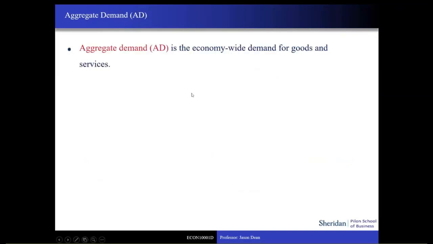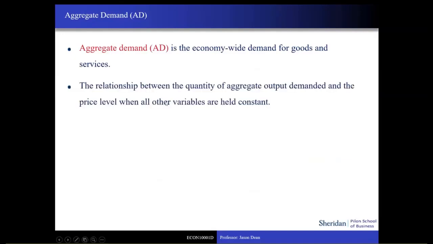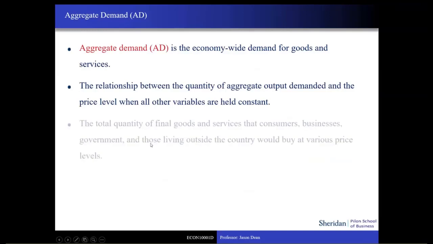Now the other piece of our puzzle here is the aggregate demand curve. So this is the third component, and this just represents the economy-wide demand for goods and services. So again, we're going to be drawing this in the same price level and real GDP space. Okay, and when we draw this, we're holding all other variables constant that can affect aggregate demand, anything other than the price level. Okay, so the total quantity of final goods and services that consumers, businesses, government, and those living outside the country would buy at various price levels.